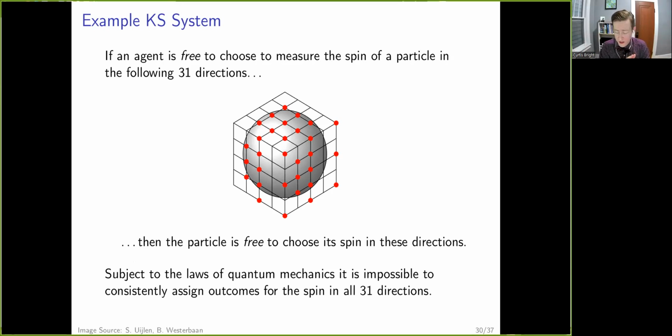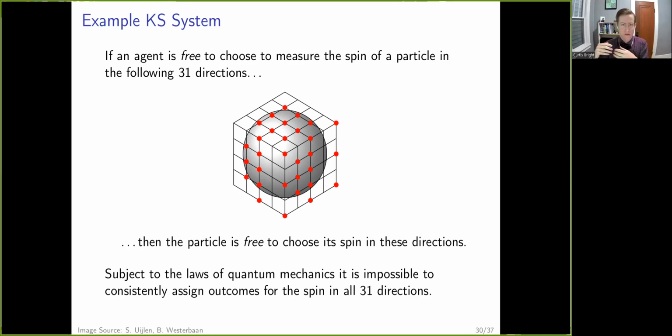So the assumption is that if you're an experimenter and you have some kind of particle, you're free to measure the spin of the particle in any one of these 31 directions. This is the assumption. And by free, it means basically free will: you have a choice that is not determined as a function of the past. If you have that, and subject to the laws of quantum mechanics, then they prove that the particle is also free to choose its spin. So the result of the particle's spin in that direction is not a function of the past.